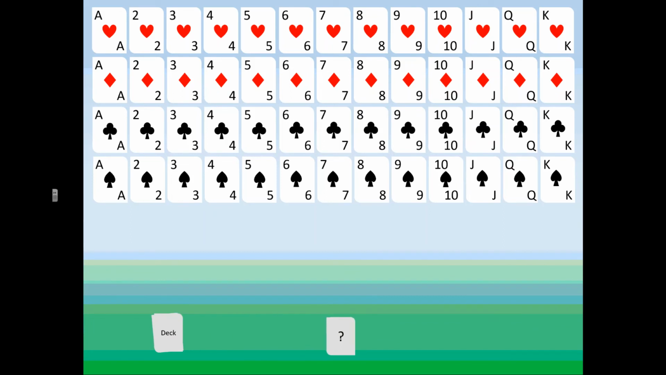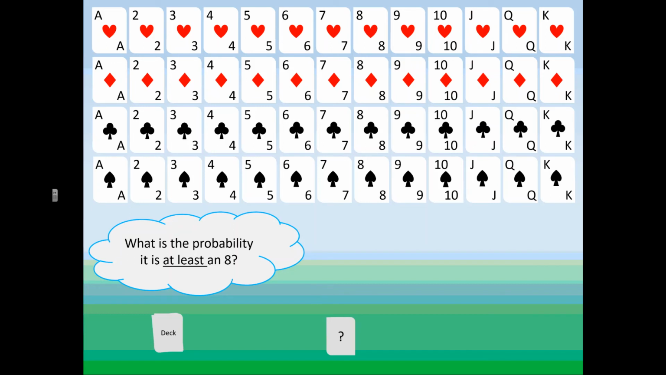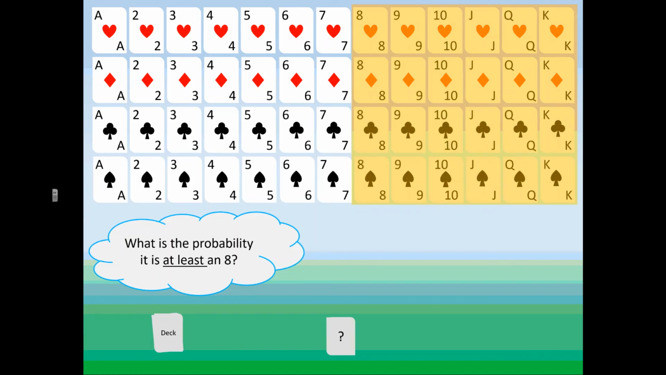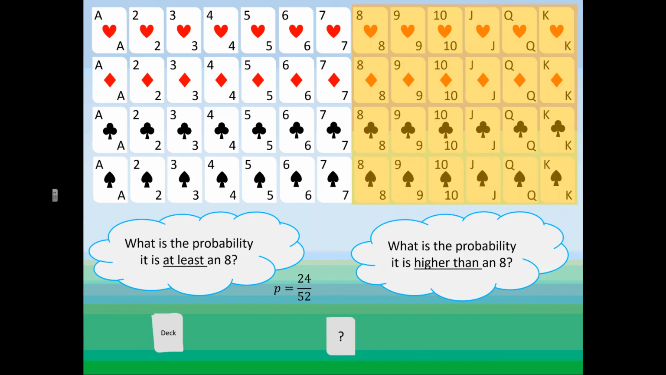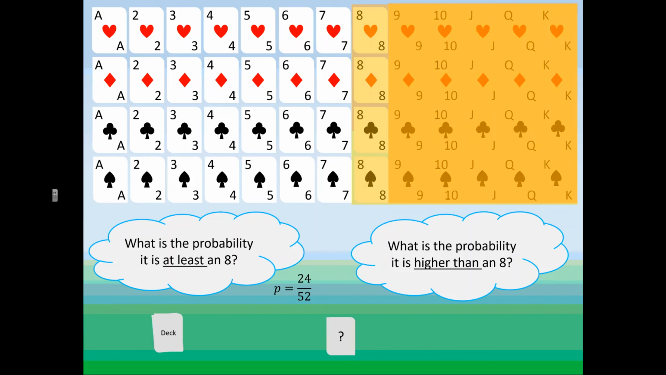Okay, we've got a population, we've got a sample. What is the probability it is at least an 8? Wording can become tricky, particularly when your sample or population is numbered. When things are numbered, then we can talk about at least, at most, greater than or equal to, less than or equal to, smaller than, bigger than. These are all very complicated words because they mean very different things, but so similar in the real world. Now, what is the probability of at least an 8? Well, if something costs at least $8, that means $8 or more. So in this case, we're going to be looking at the 24 out of 52 cards. And this is very different from what is the probability it is higher than an 8. If it has to be higher than an 8, notice the 8 column no longer applies. So my probability goes down to only 20 out of 52.